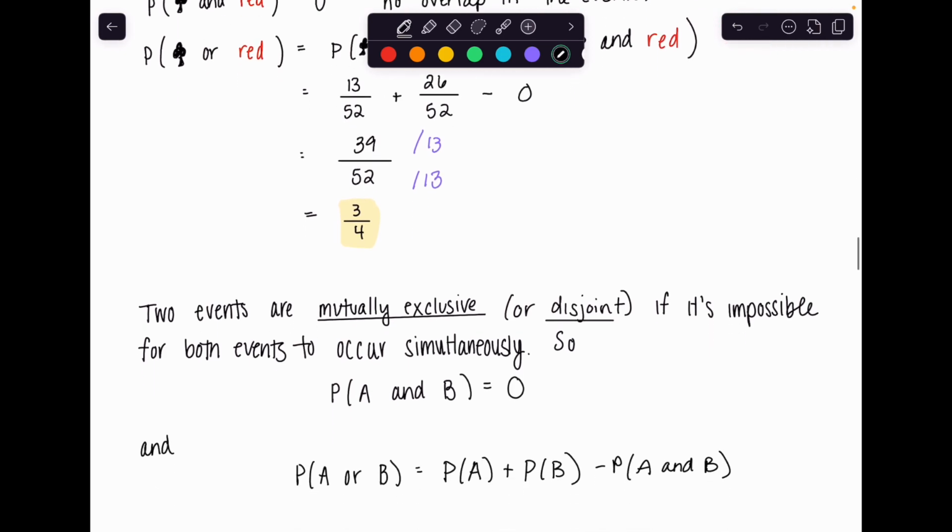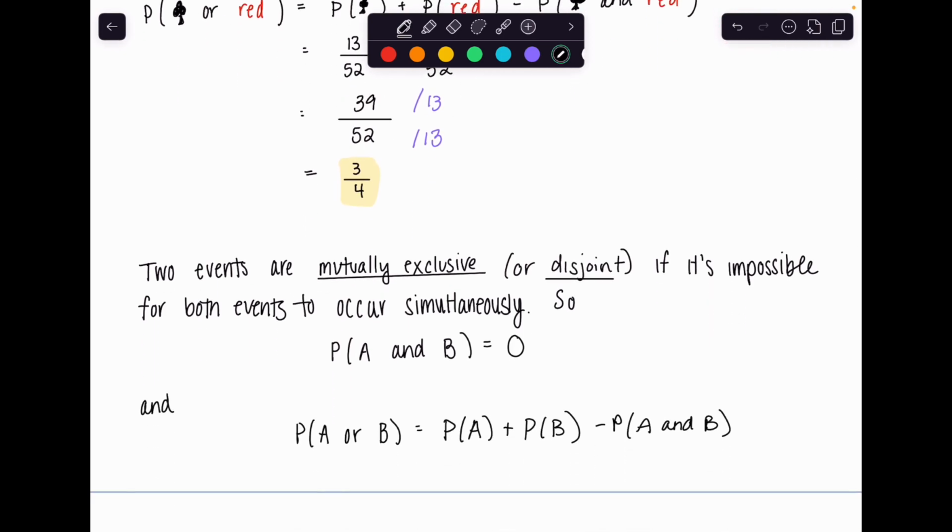So when you go to find the probability of event A or B occurring, the overlap ends up just being 0. So you can directly add those probabilities together. Super nice when that happens.